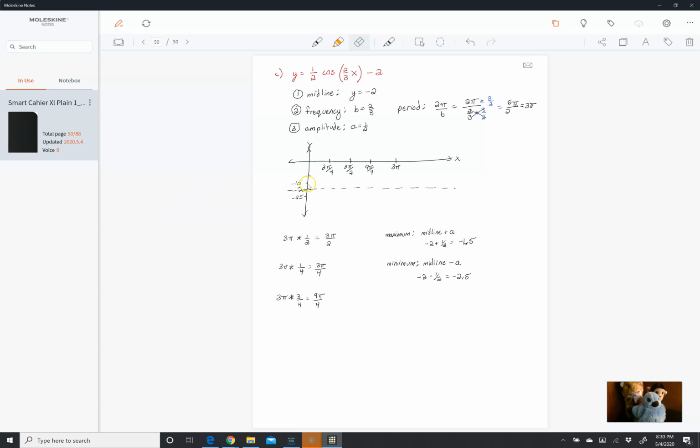Okay, now this is cosine. So cosine starts at the maximum and ends at the maximum. So these are these points. Okay, starts at the maximum, ends at the maximum. Halfway through, we're at the minimum. And then the remaining points, we're at 0. So this is our cosine graph. That was not well drawn. I'm going to redraw it. That was awful.